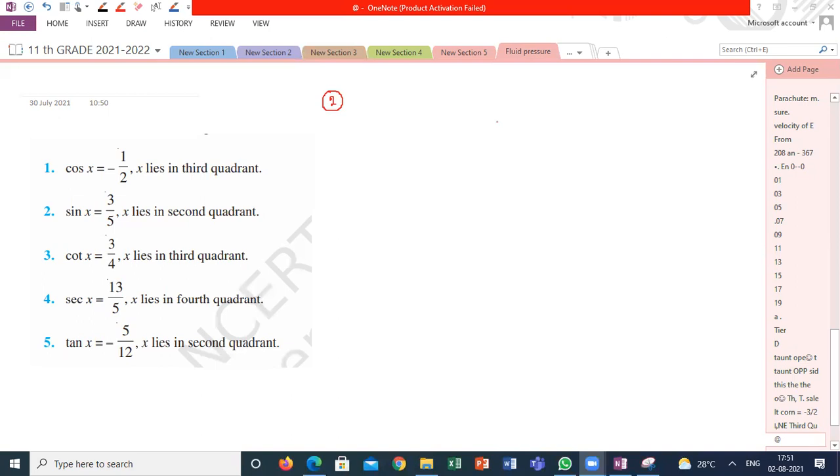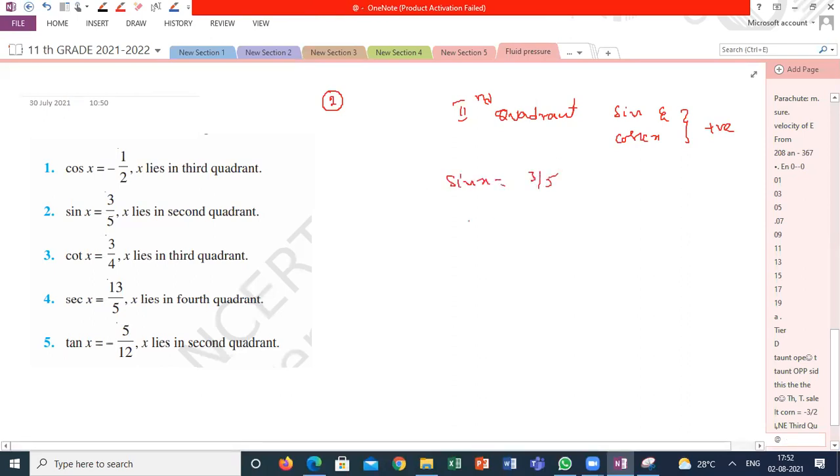It lies in the second quadrant. What things are positive in the second quadrant? Sine and cosecant, sir. Sine and cosecant are positive. So proceed. Sin x is 3 by 5 given. So finding cos x, the root of 1 minus sine square x. What is the value of cos x we got? 4 by 5, sir. Plus or minus? Minus, sir. You have to consider minus because it is lying in the second quadrant.